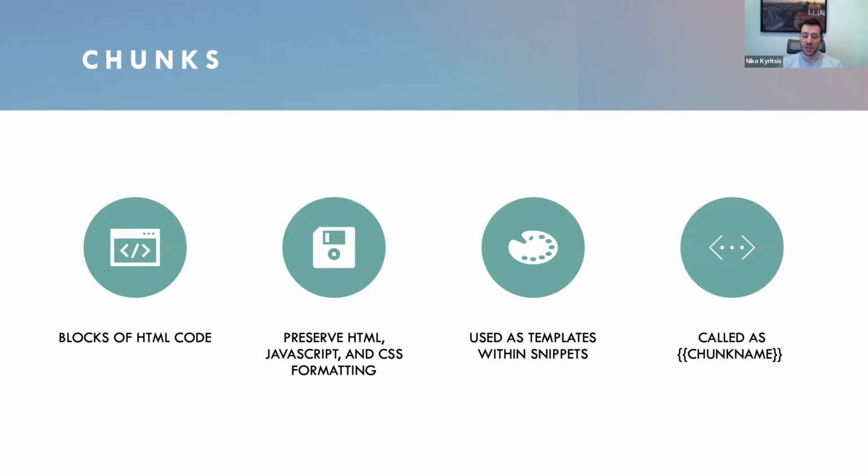You simply use the opening curly braces. There's 2 of them. You use the name of the chunk. Even if there are spaces, you include the spaces and you use the capitalization as it's called. And then you use 2 closing curly braces. Wherever you put that in a content page, instead of showing the curly braces and the name, your page will actually show the contents of that chunk. So it's a great way to embed code.